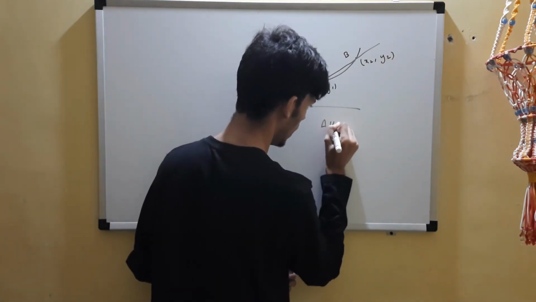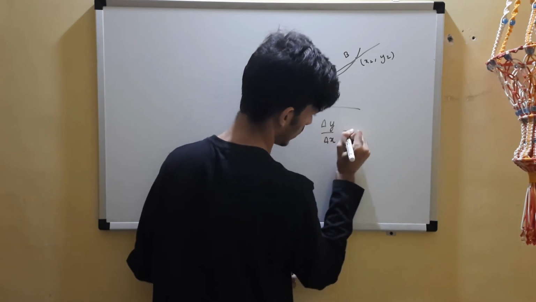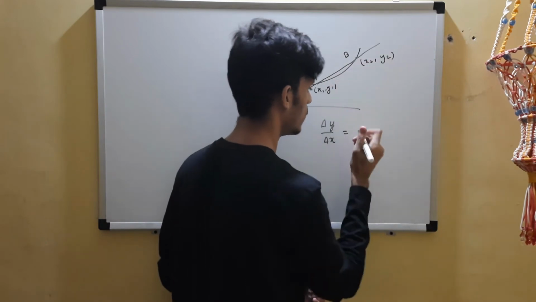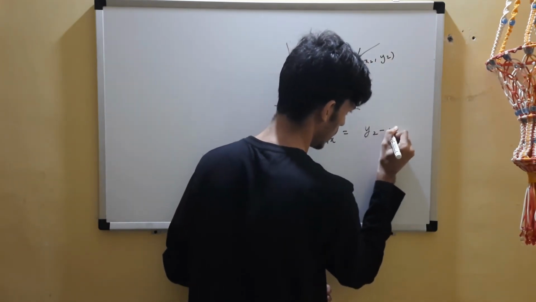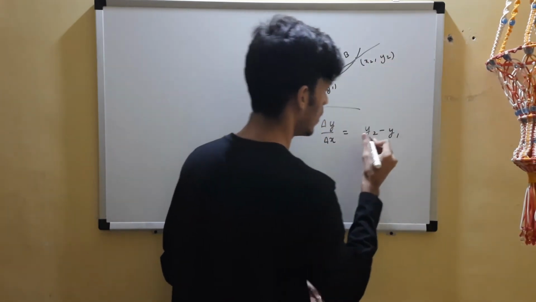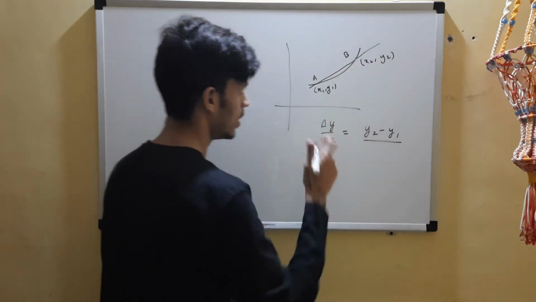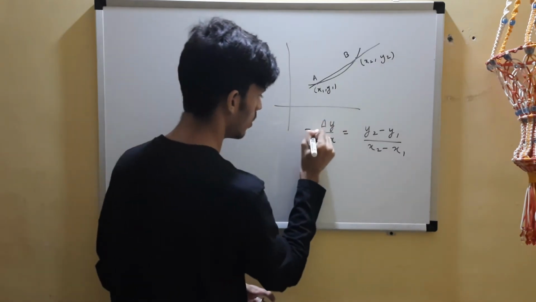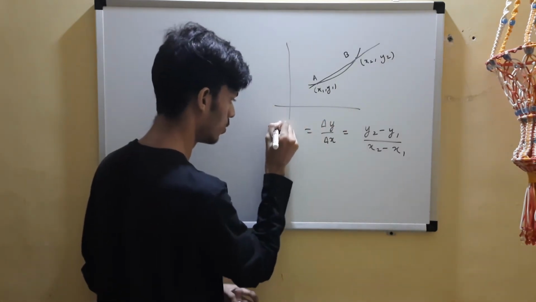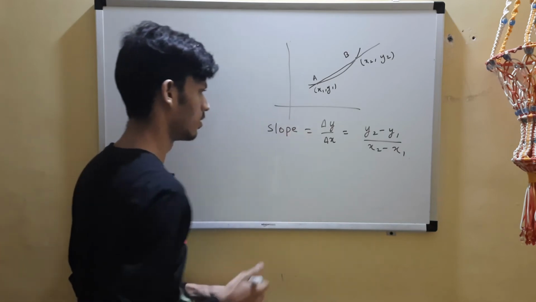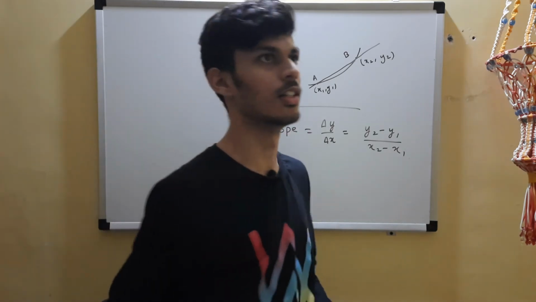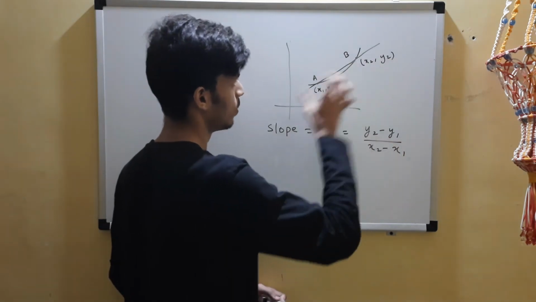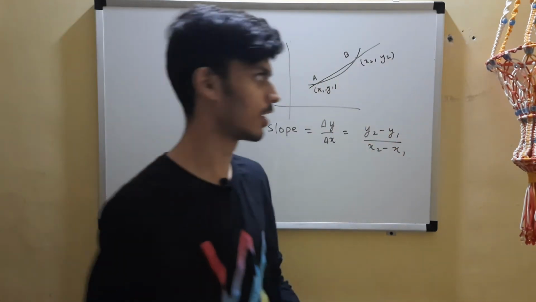So you want to find delta y by delta x. Let's first find out this. What is the change in y? If you see these 2 points, it's y2 minus y1, change in y. And what is the change in x? x2 minus x1. This is actually called the slope. I don't know if you know this, I think it is in your class 10 syllabus. Anyways, so this is called slope, y2 minus y1 upon x2 minus x1.